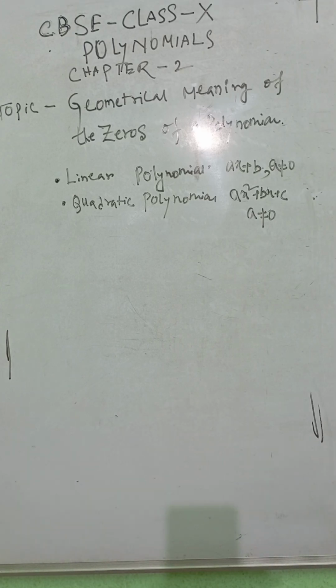Now, today we have to discuss the CBSE Class 10 Polynomials, Chapter 2. The topic is the geometrical meaning of the zeros of a polynomial. Clear?